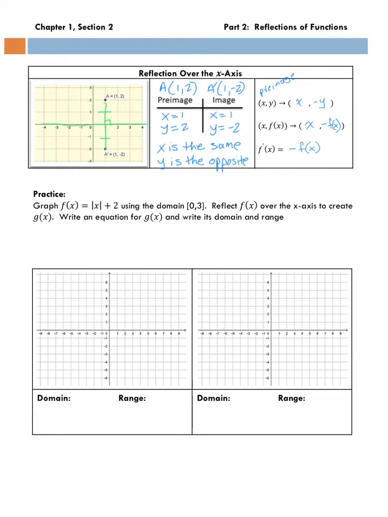Okay, so let's look at an example. This time I'm going to use an absolute value function. So we have our pre-image f of x equals the absolute value of x plus 2. And we're going to limit that domain to a minimum of 0 up to and equal to 3. We're going to reflect f of x over the x-axis this time to create g of x. We're going to write the equation of g of x, and we're going to find the effects on the domain and range for this new transformed function.